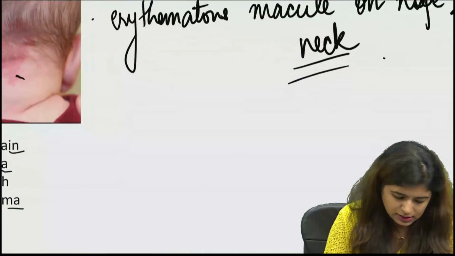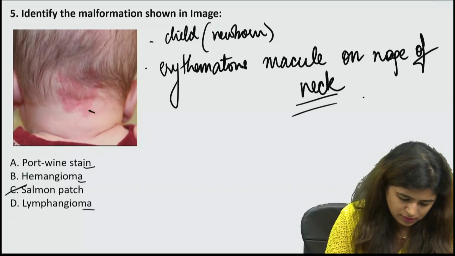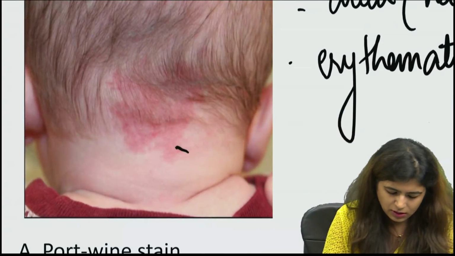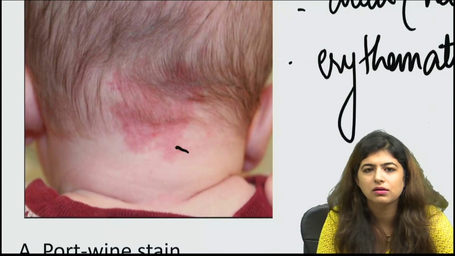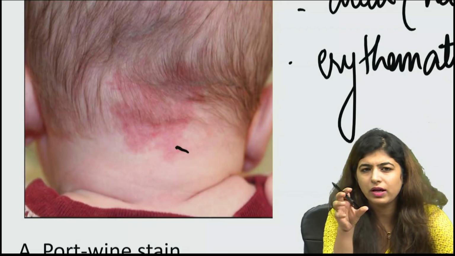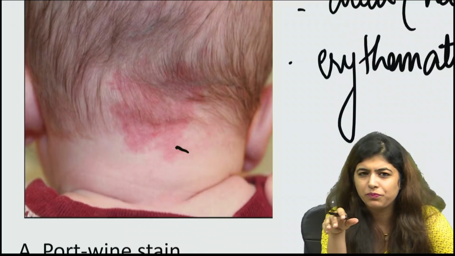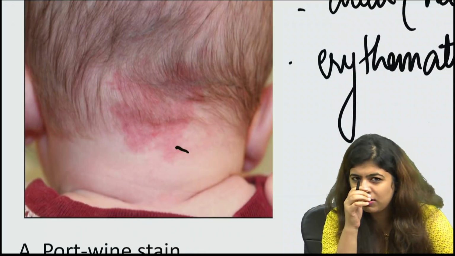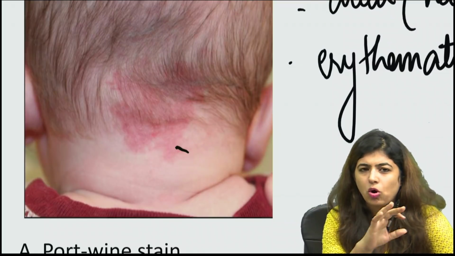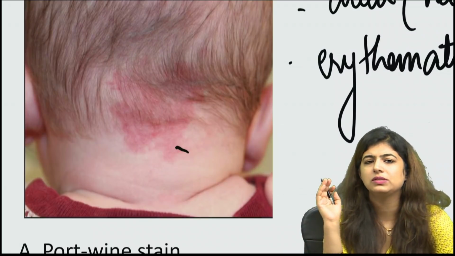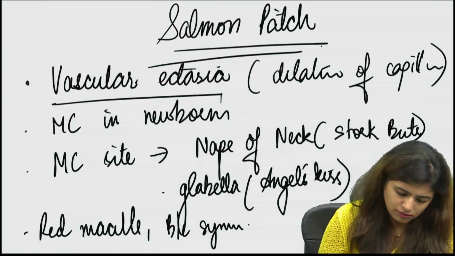See, this is the child who has this erythematous patch somewhere in the midline, bilaterally symmetrical, very irregular shape, not raised. This is salmon patch for you.